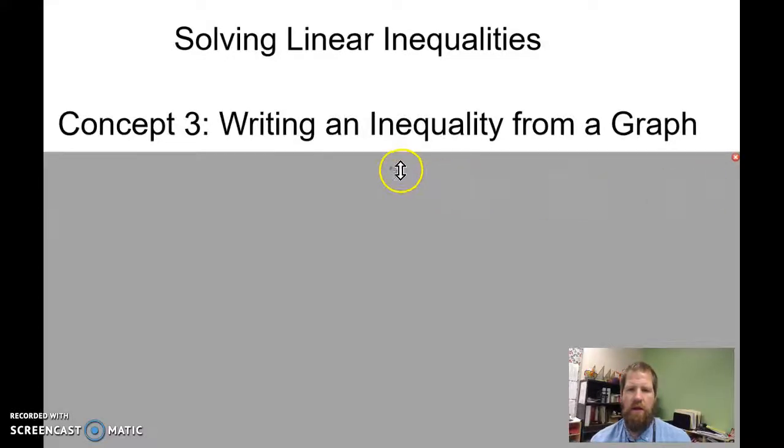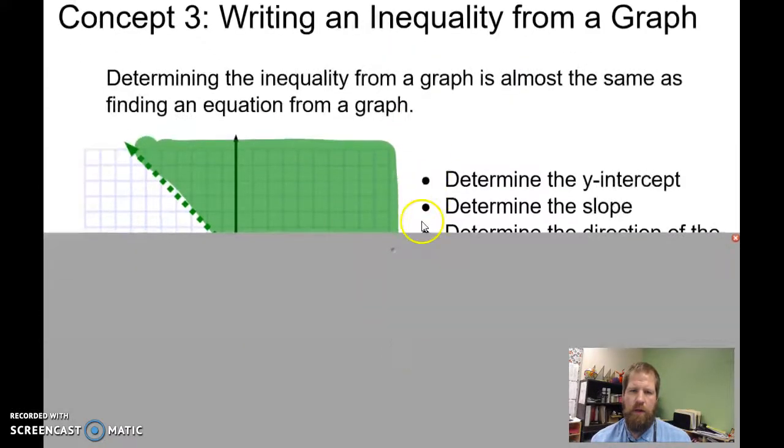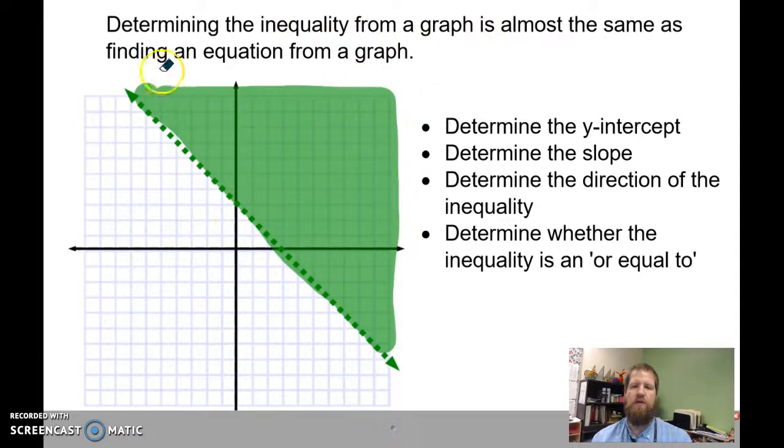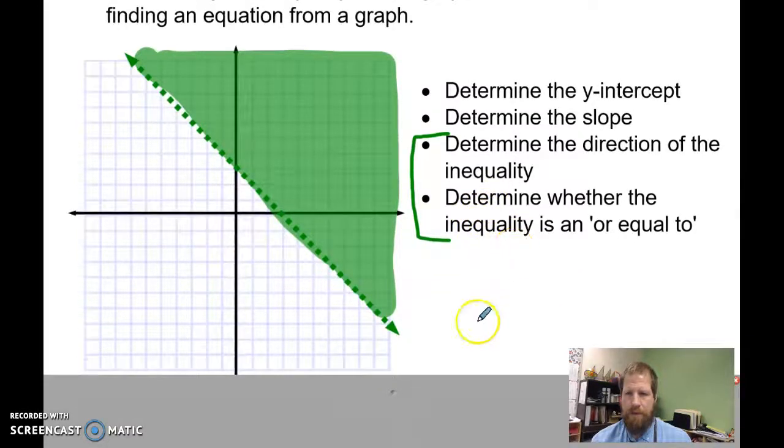Concept 3, writing an inequality from a graph. So when we are looking at a graph and trying to create our inequality, it's very similar to when we're looking at a graph and trying to make an equation. We're going to go through our first two steps, determining the y-intercept and finding the slope, and then we're going to go into our new steps, which is going to be all about finding the sign of the inequality. Okay, so start with our old steps.